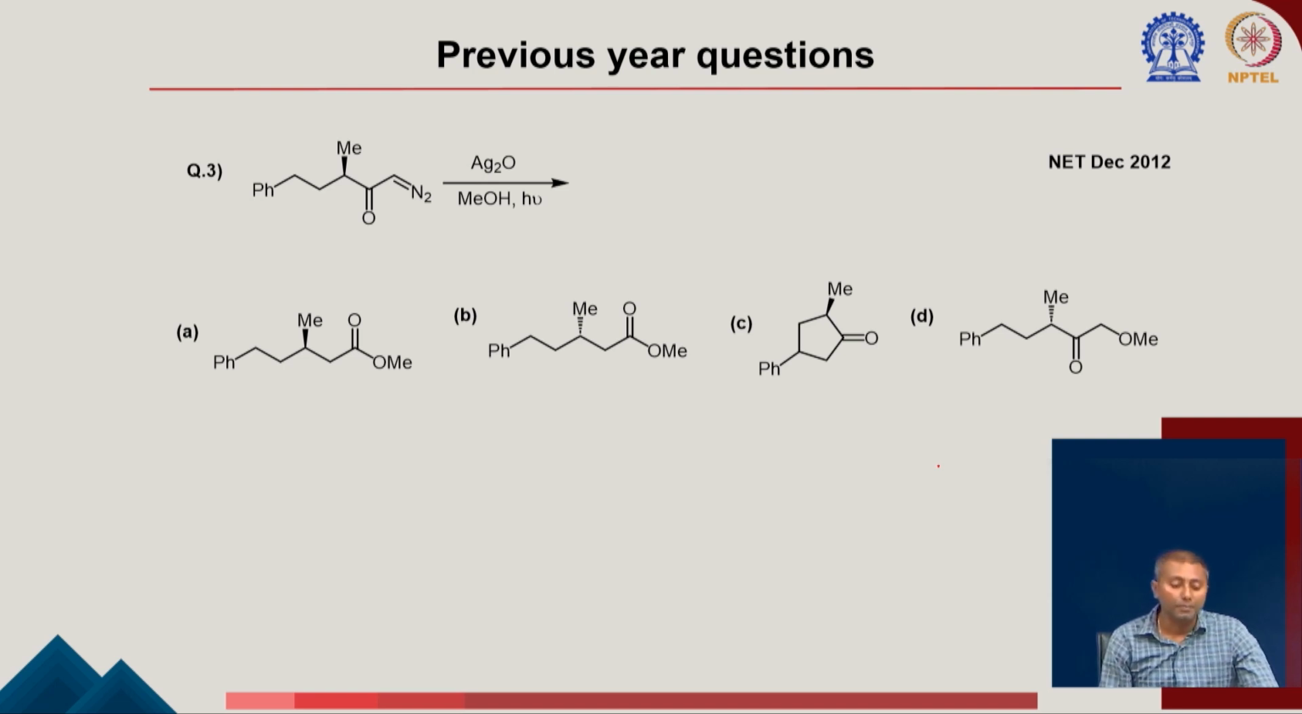In this problem, you can see an alpha keto diazo compound. If you have this alpha keto diazo compound and you are treating it with silver oxide, remember the reaction I taught you, the reaction which I covered again during the carbene chemistry. This is a reaction called Wolff rearrangement, if you remember.